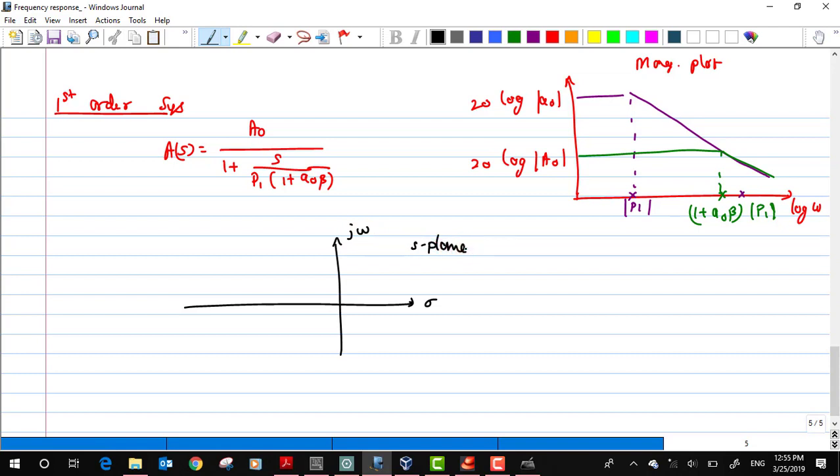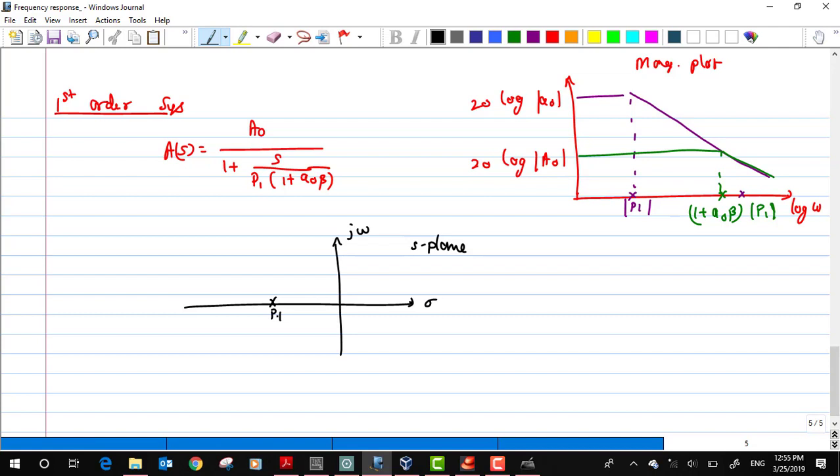Now, when I don't have any feedback, where exactly would the pole lie for the system that I have assumed here? It would be at P1, right? So I'll just mark it here. This is the pole location when there is no feedback. Now, as I go for feedback, how does this pole move around? Because that is what we try to learn, right?